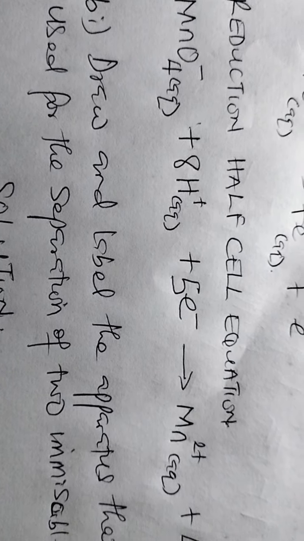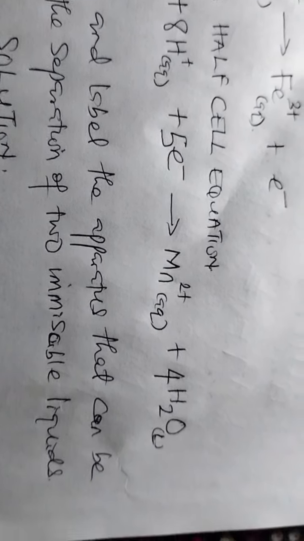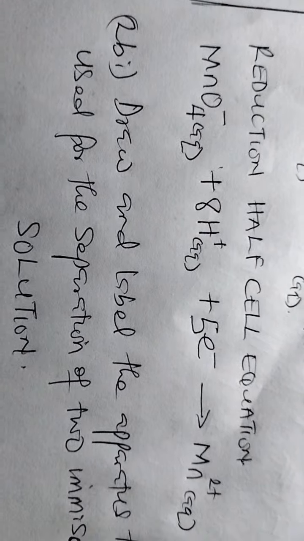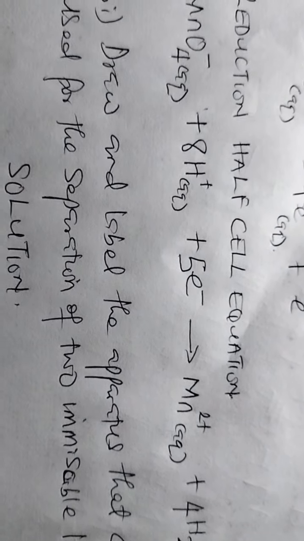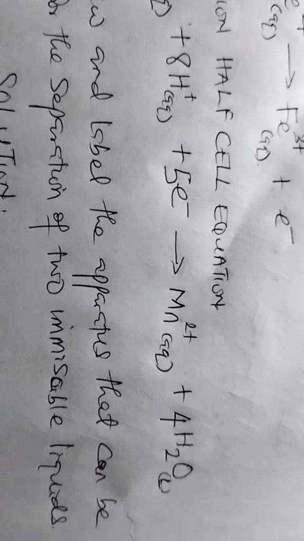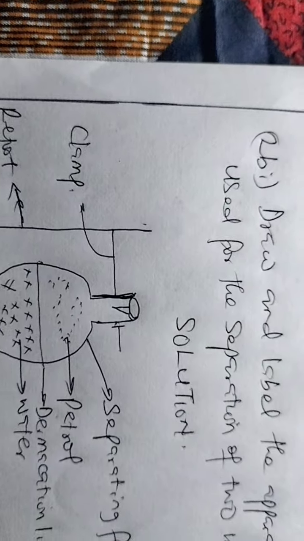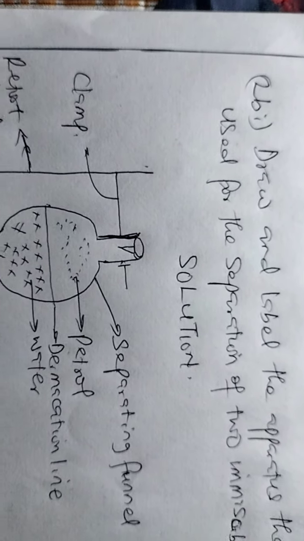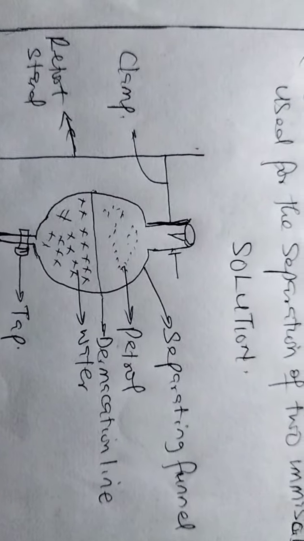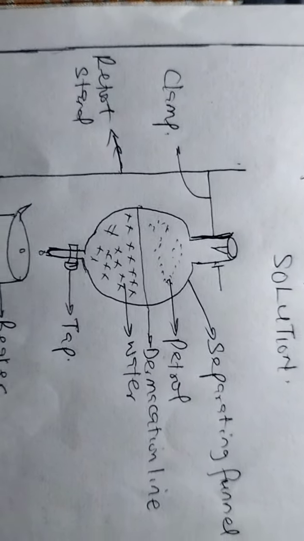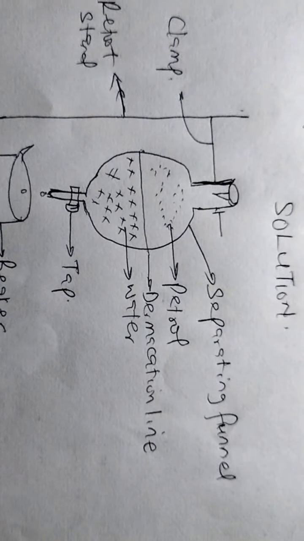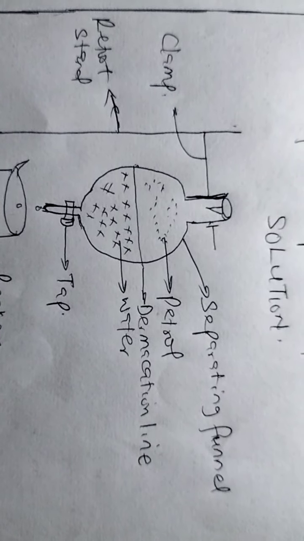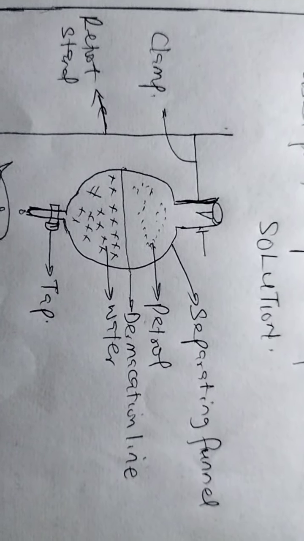2BI says, draw and label the apparatus that can be used for the separation of two immiscible liquids. The solution to separate two immiscible liquids will use the separating funnel. You can see the diagram there, labeled. We see the separating funnel labeled there. You can use two liquids, you can use petrol and water.